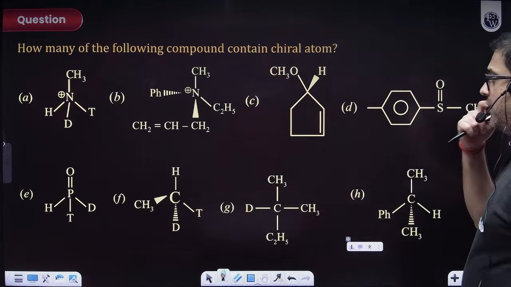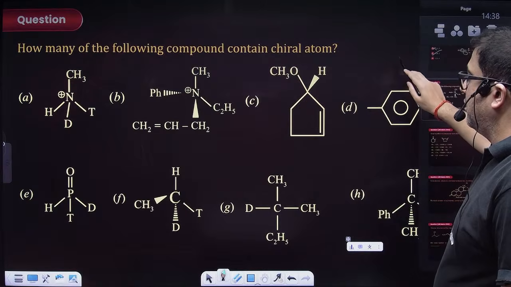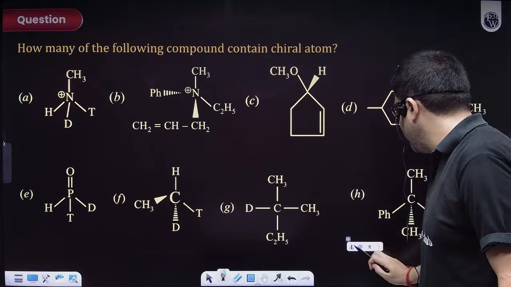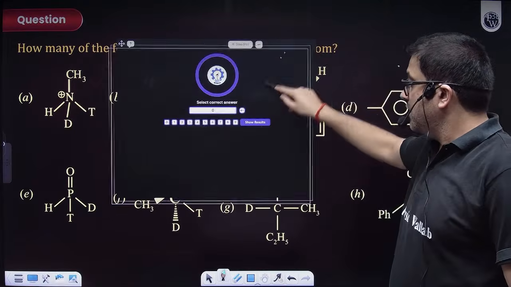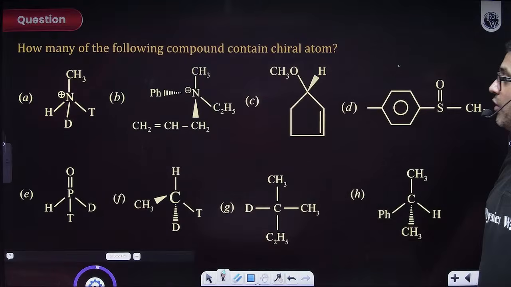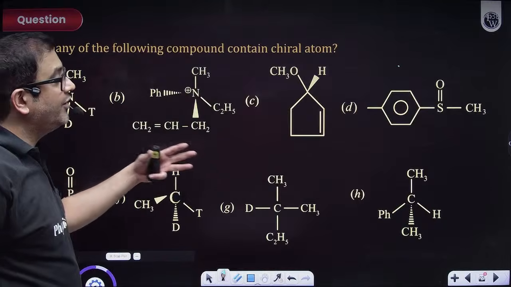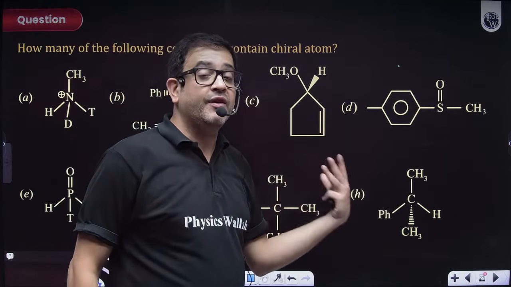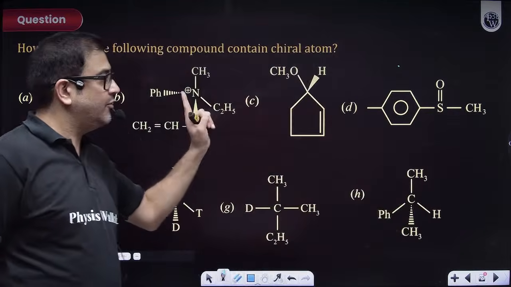Now, not giving you a poll for this one because actually this is an integer type question. Chalo, let us give a poll. Integer type poll. The question says, how many of the compounds contain chiral atoms? You do not have to give me the number of chiral atoms. If a molecule contains a chiral atom, a chiral center, you just count it as 1, 2, 3, 4, 5.